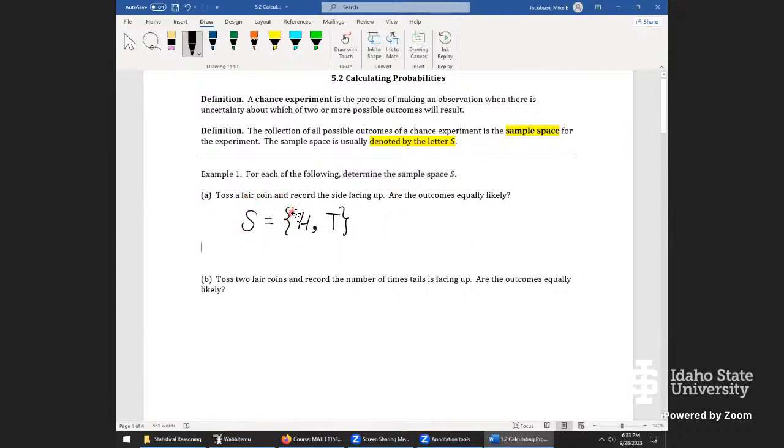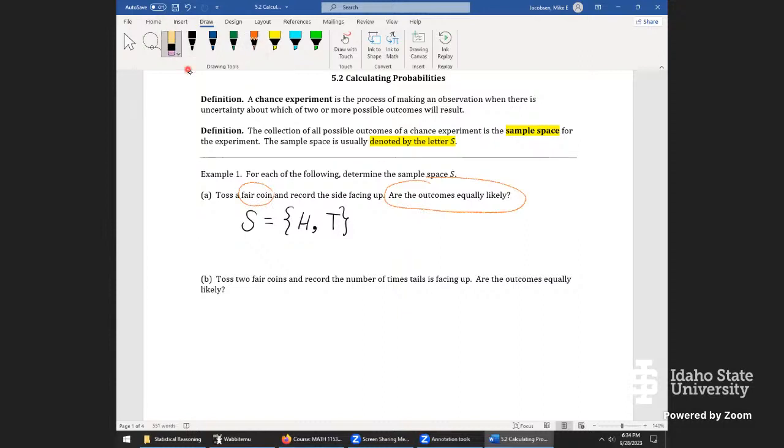Well, any questions, folks, with writing down the sample space? Okay, that's essentially what we did in section 5.1. The only new thing is we put parentheses around it. We called it S, and we said that's all the possible outcomes. Then the next question we want to wonder about is, are the outcomes equally likely? Well, we kind of discussed that as well before.